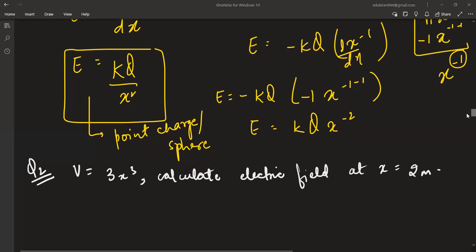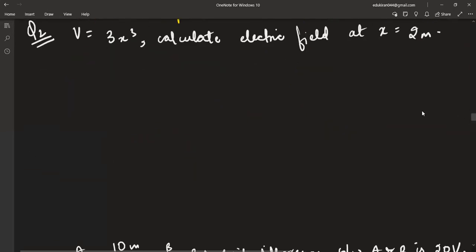See class, can we discuss the next question? Anybody who has tried this? V is equal to 3x square. The next question is very easy. Everyone has to answer now. This was also not difficult. V is equal to 3x cube.